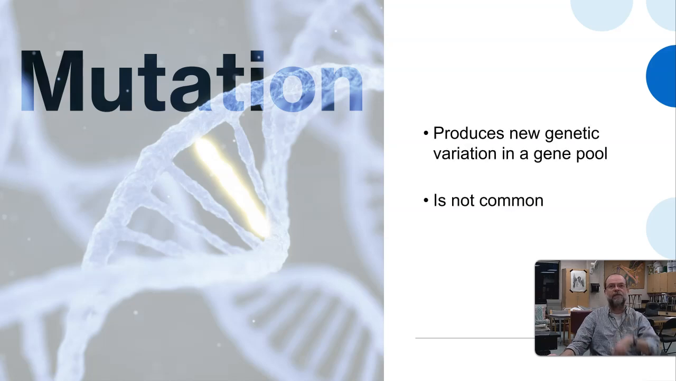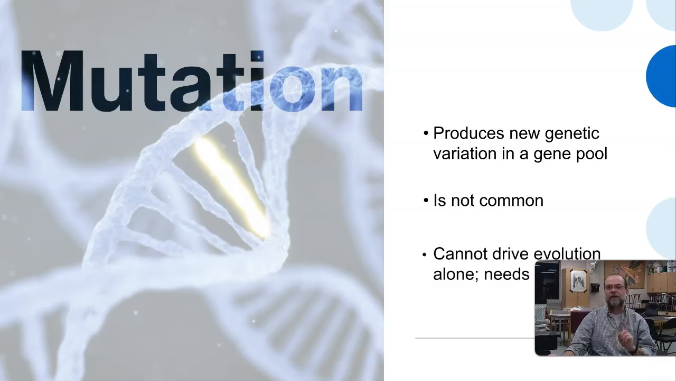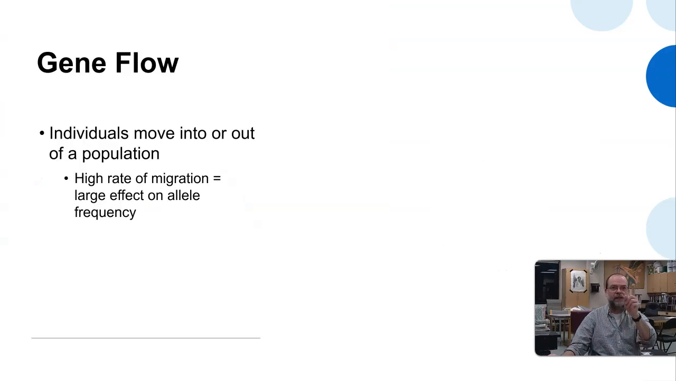Okay? So we've done enough with mutations. Mutations are not super, super common. Okay? They do produce variety in the gene pool, but they're not super common. There's got to be something else that drives evolution. Okay? Gene flow.